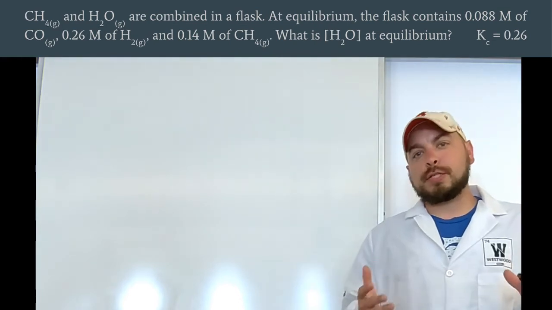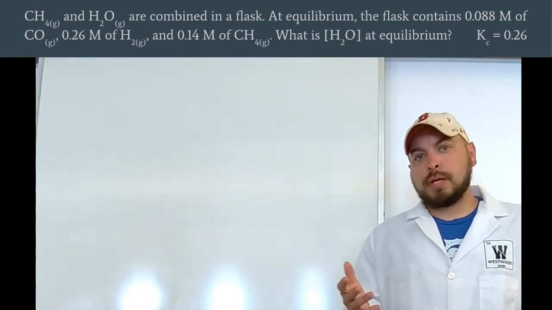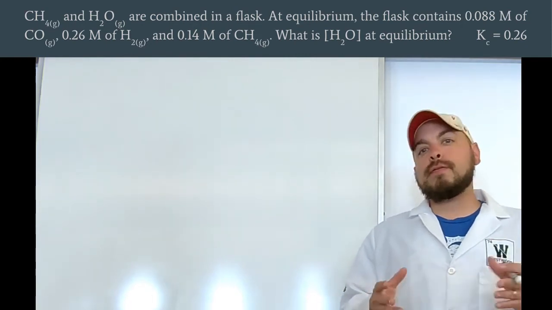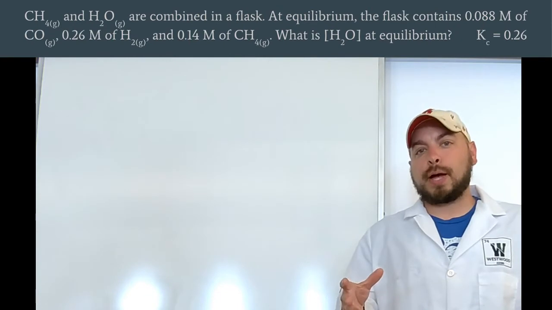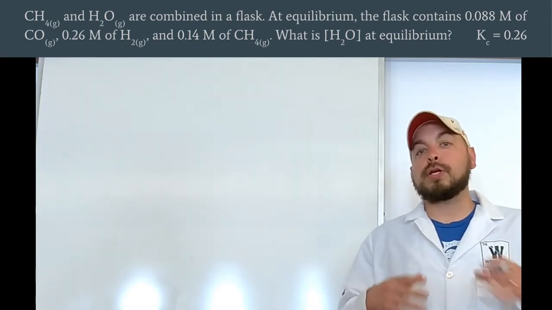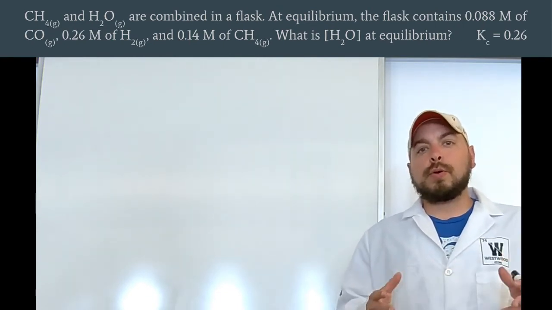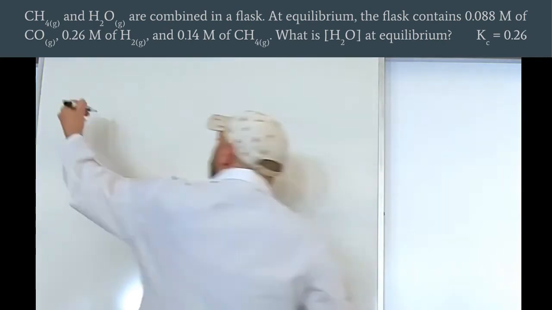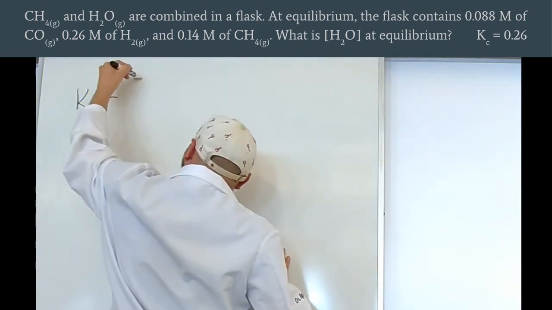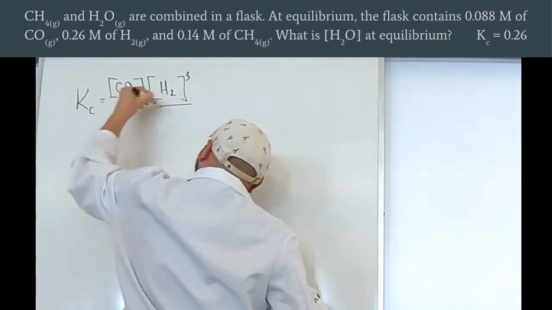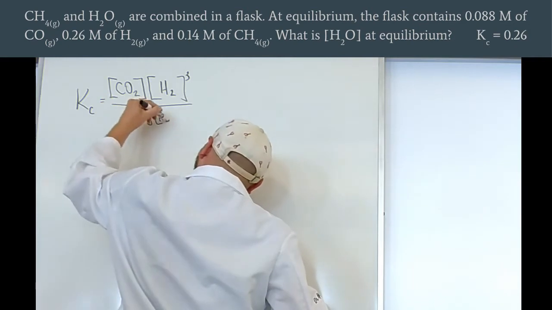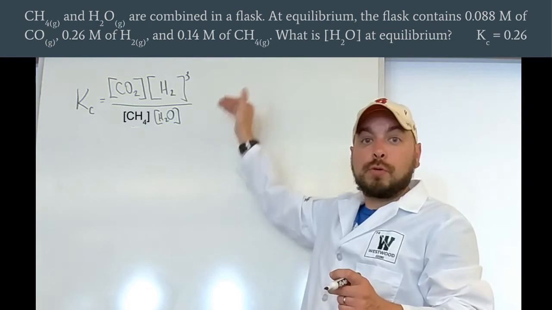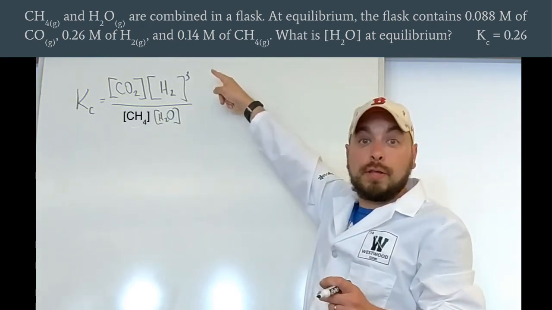So in this practice problem, I'm given a reaction, I'm given an equilibrium value, the K value, and I'm given the concentrations of some of my products and reactants at equilibrium, and I'm looking for the other. So let's first start by writing our equilibrium expression. This is our equilibrium expression: products over reactants raised to the power of the coefficient.